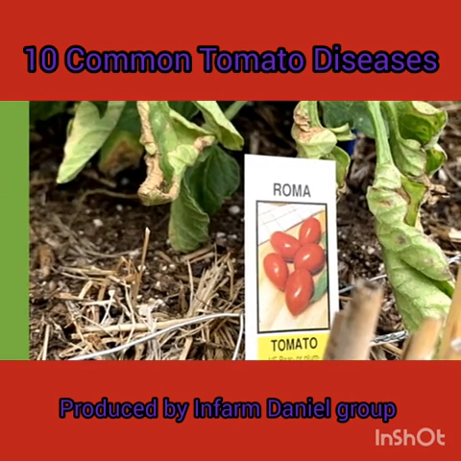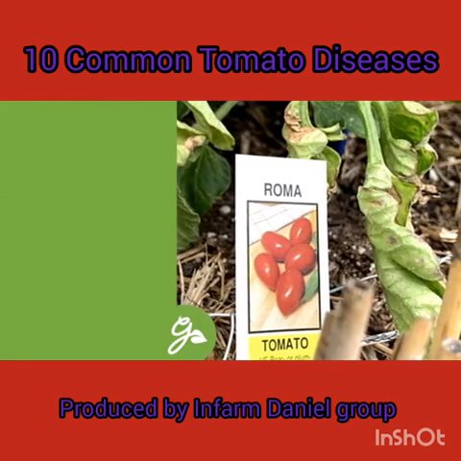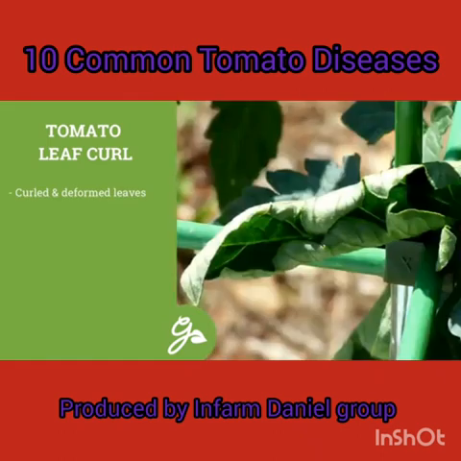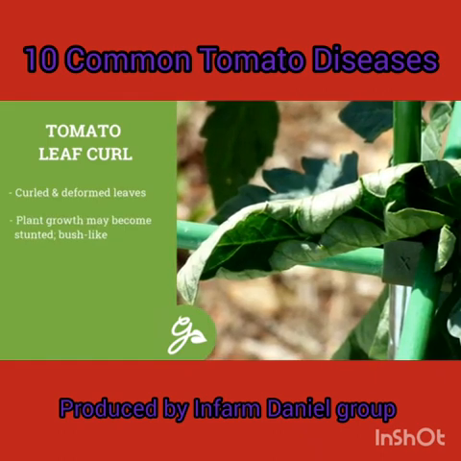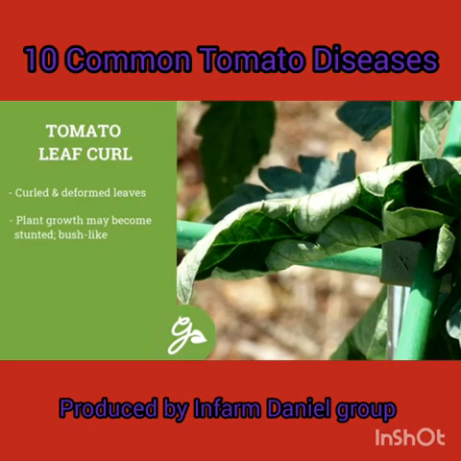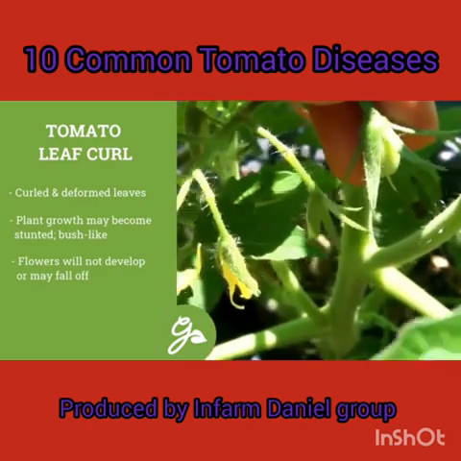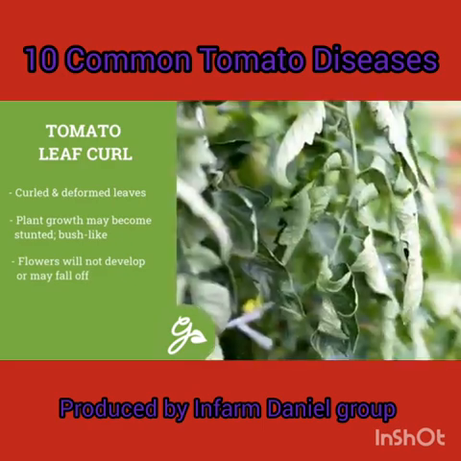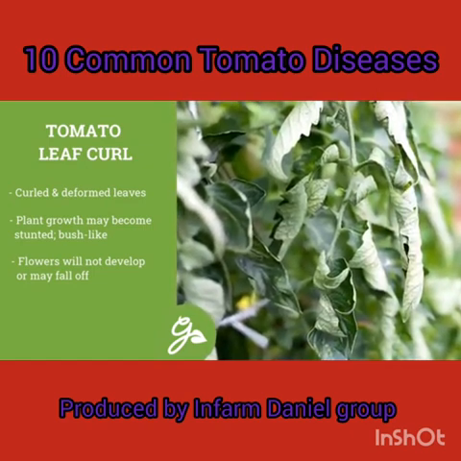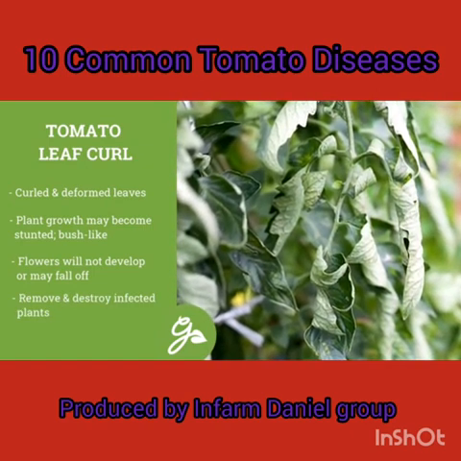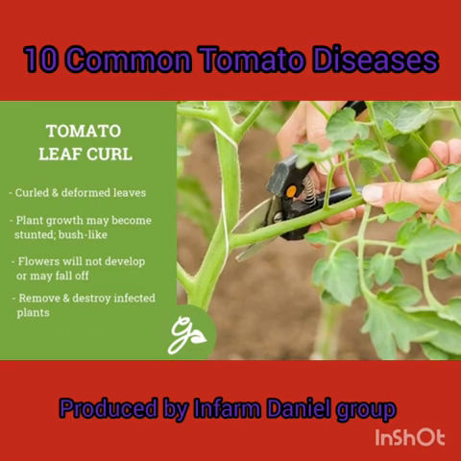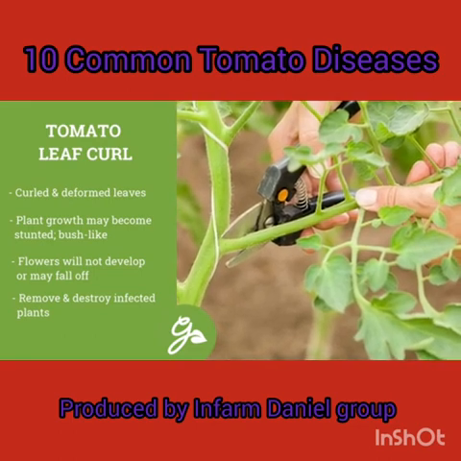Tomato leaf curl appears just as it sounds. The leaves become curled and deformed. The plant growth may also become stunted, taking on a bush-like growth habit. Flowers will not develop, and those that do simply drop off. If you believe your plant has developed a viral infection, removal of the infected plants is necessary to prevent any further transmission to other plants nearby.